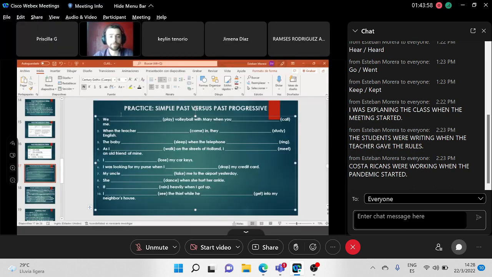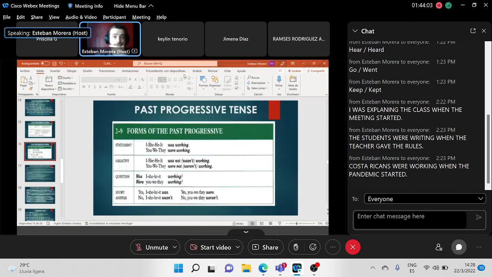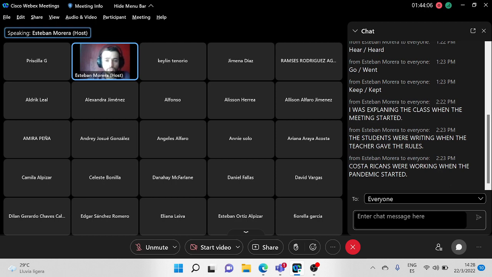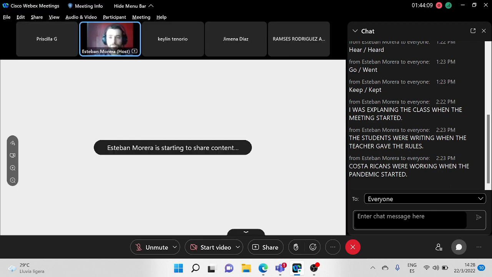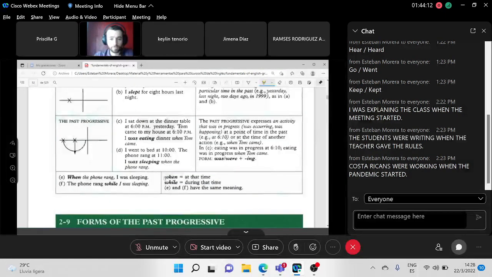Okay, guys, simple past tense and past progressive tense. Guys, this is important. Okay, this is very, very important. When we use past progressive and simple past tenses in the same idea, for example, I was eating dinner, this is past progressive. When Tom came, this is simple past. So we are combining simple past tense and past progressive tense, right? We have simple past and past progressive in the same idea.